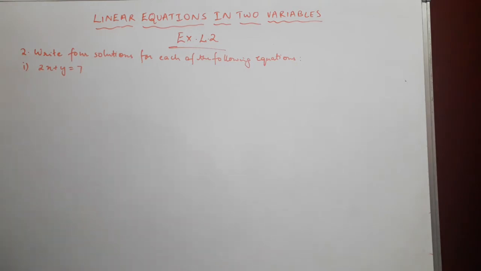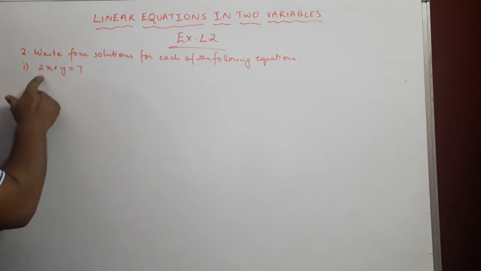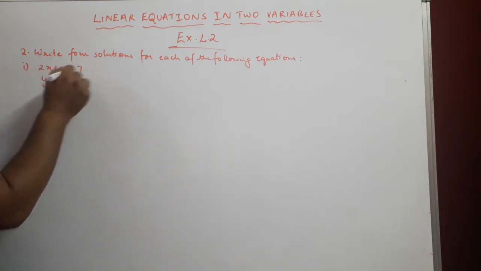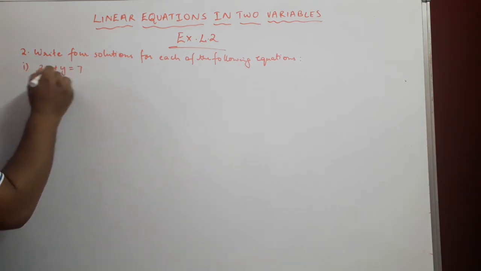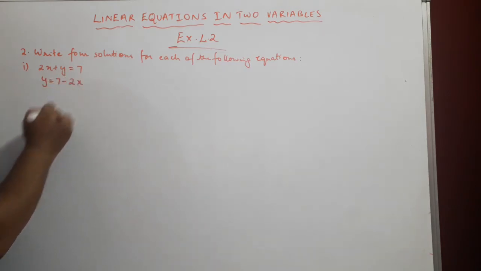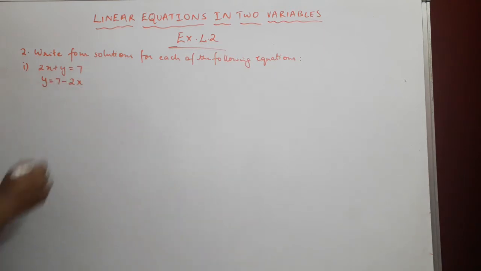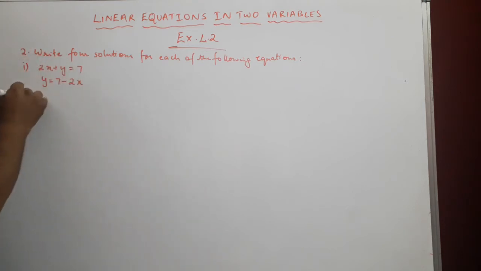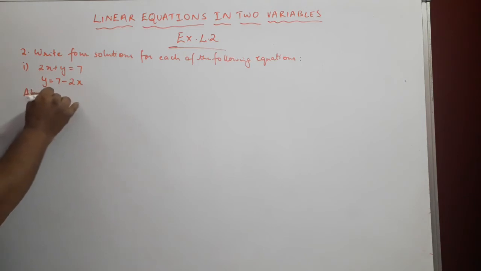What I'll do is, just like the previous one, to make it easier, I'll rearrange this, wherein I'll take 2x to the other side, and we'll be left on the left hand side with just y. Since I'm taking 2x to the other side of the equal to sign, it will turn from positive to negative. So we have y equal to 7 minus 2x. Now all we need to do is assume different values of x to get different values of y, and we need 4 different solutions. So at first, x equal to 0.